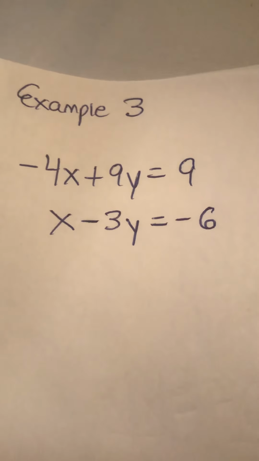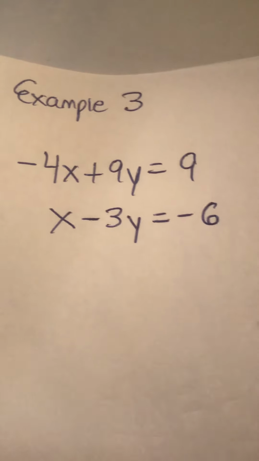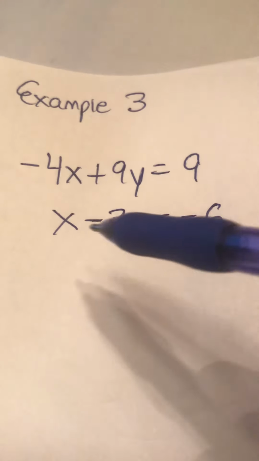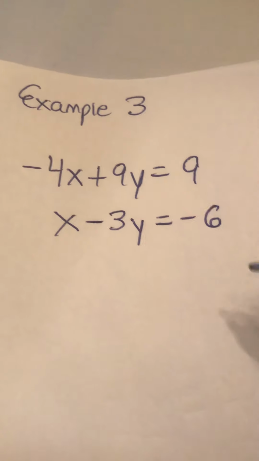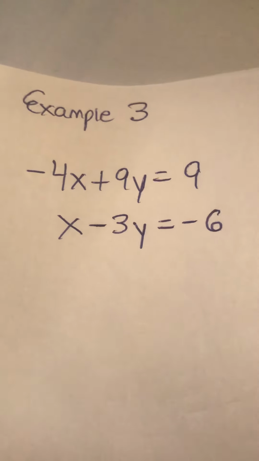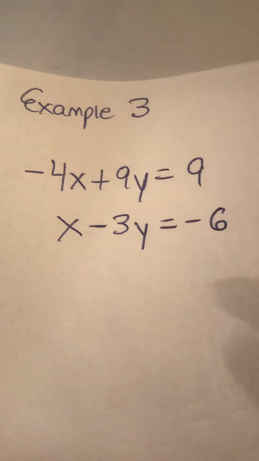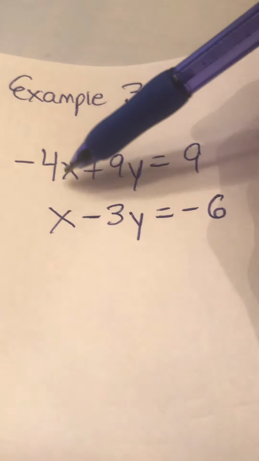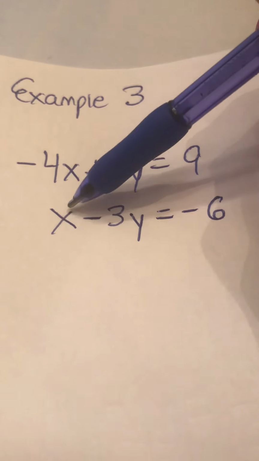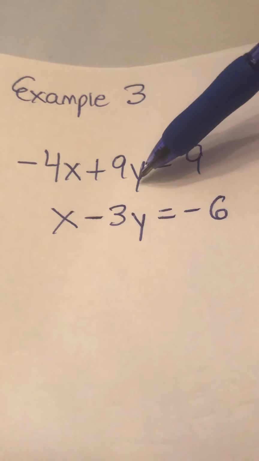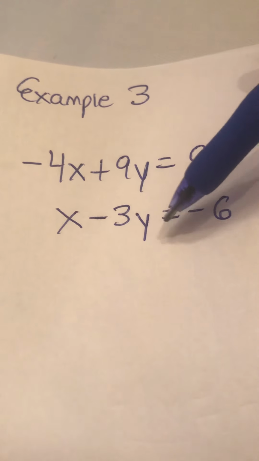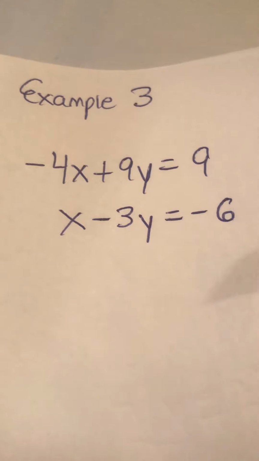Yes, we will. Okay, so example number 3. -4x plus 9y equals 9. 6x minus 3y equals -6. So this is one of the tougher ones because in this case we don't have an opposite coefficient. See, -4, we need 4 as our opposite there. We don't have it. 9, we need -9 as our opposite. We don't have it.